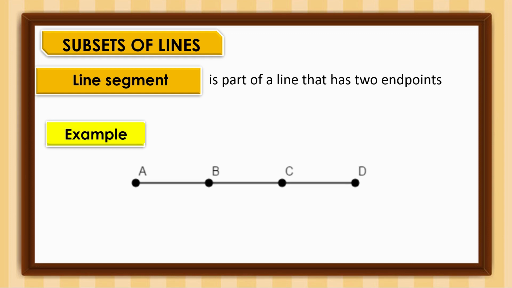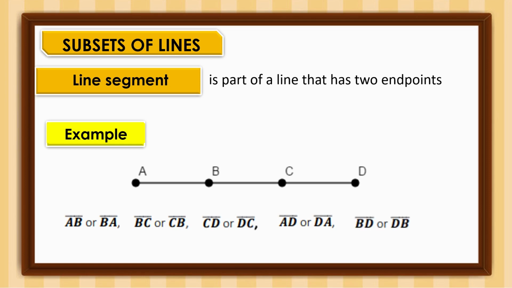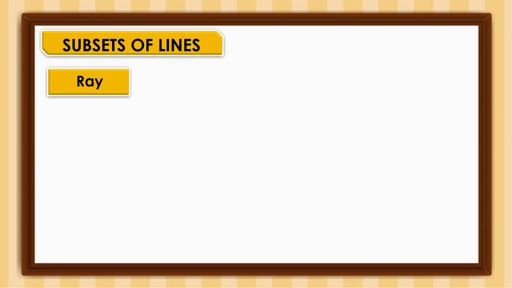So example, we have here an illustration, and we have segment AB or segment BA, segment BC or segment CB. Those are examples of line segments. Segment CD or segment DC, and segment AD or segment DA. We have here segment BD or segment DB, and many more. So those are examples of line segment.